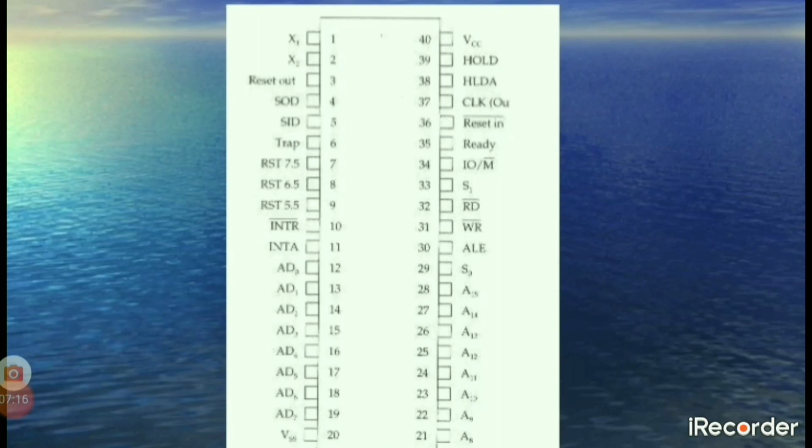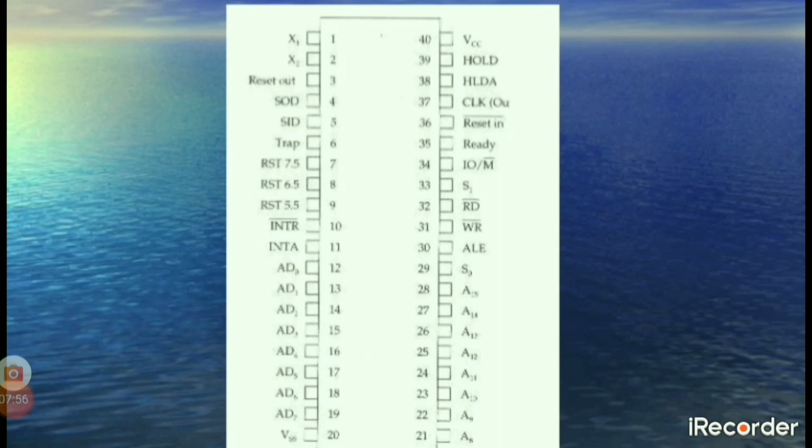Now pin 31 to 32, read and write. Here the 32 pin, read, is active low. That means when read is 0, data is read either from an input output device or from a memory device. Now 31 pin, write pin. It is active low. When write is 0, that is low, it indicates that data is being written either to an input output device or a memory device.